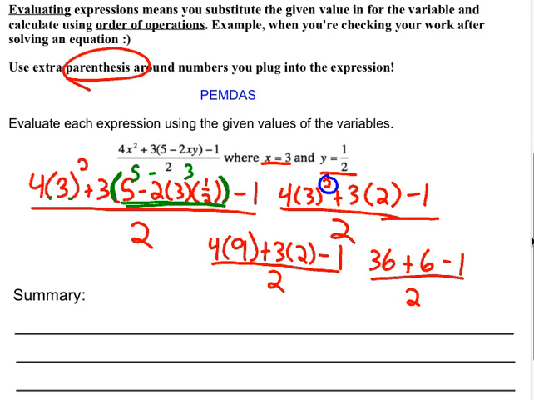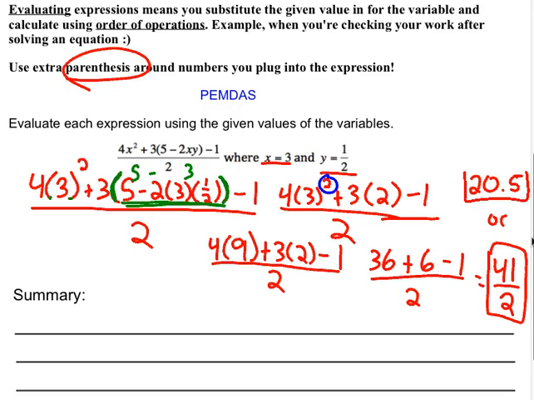All right. Addition slash subtraction. And again, when it's a chain of this, it just is going to happen left to right. 36 plus 6 is 42, minus 1, 41. So here we have 41 halves, or that would be 20.5, okay? You can write it either way.